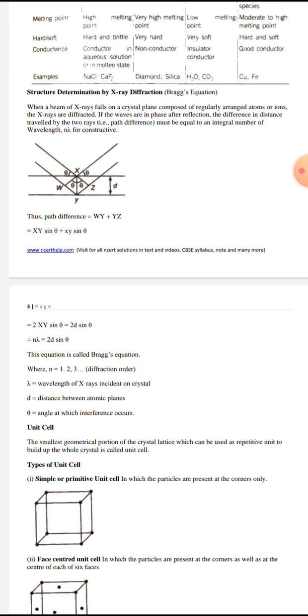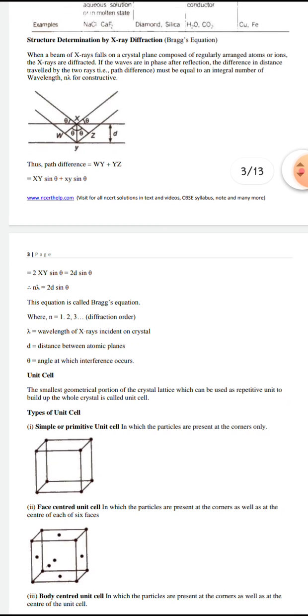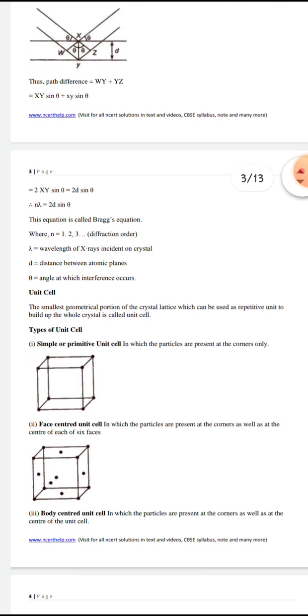So n lambda is equal to 2d sin theta. This equation is called Bragg's equation. Here lambda is the wavelength of X-ray, d is the distance between the atomic planes, and theta is the angle at which interference occurs.